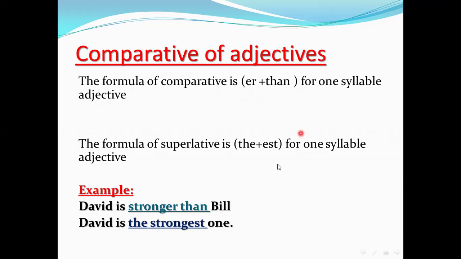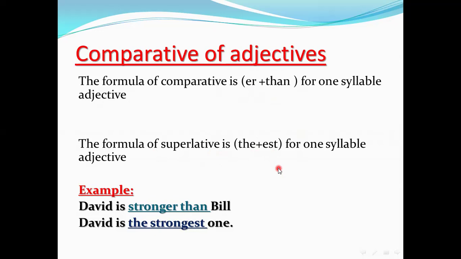There's a difference between both. The formula of the superlative is "the" plus -est for one syllable. In one syllable, we say "the" plus the adjective with -est added, like the longest, the shortest, the youngest. This is called the adjective of one syllable.